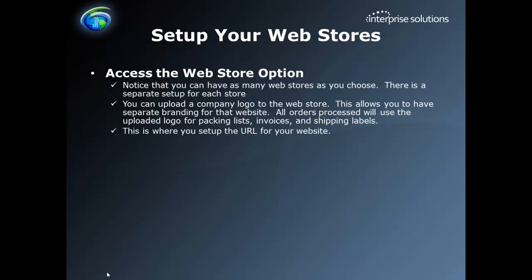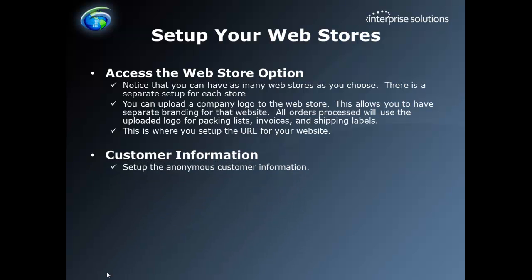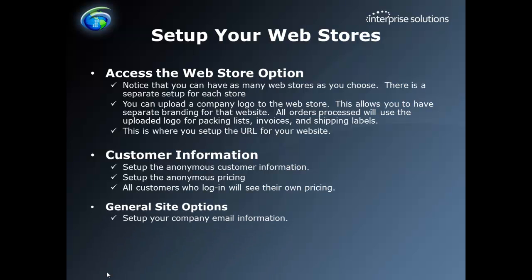This is where you set up the URL for your website. You also set up the anonymous customer information. Those are the customers that don't log in, that just go to your website. You can also set up the anonymous pricing. Of course, all customers who log in will see their own pricing. Then you do the general setup. You set up your company return email address, and you can set up reporting for promotions and for regular sales.